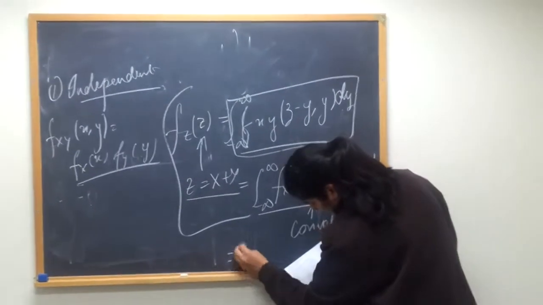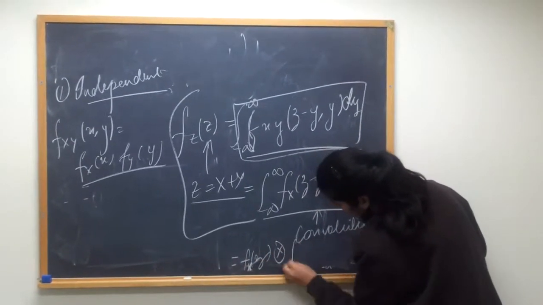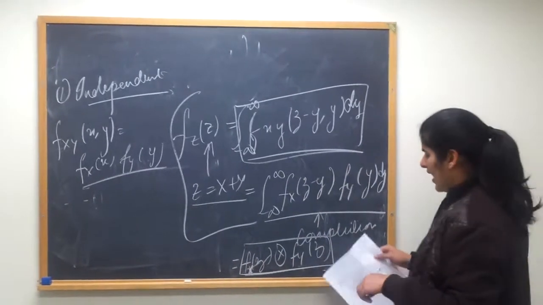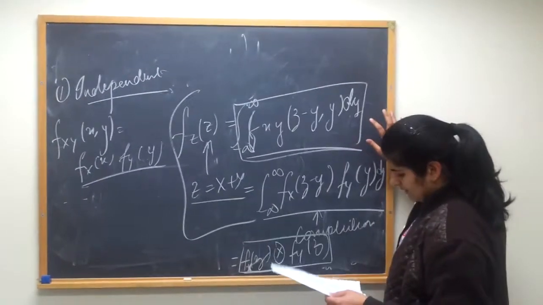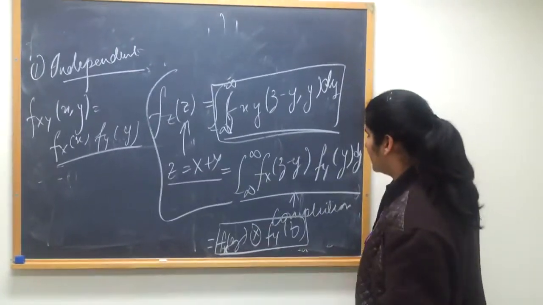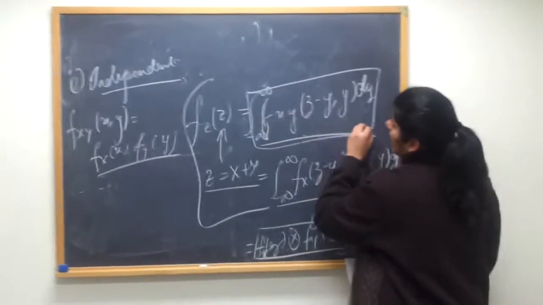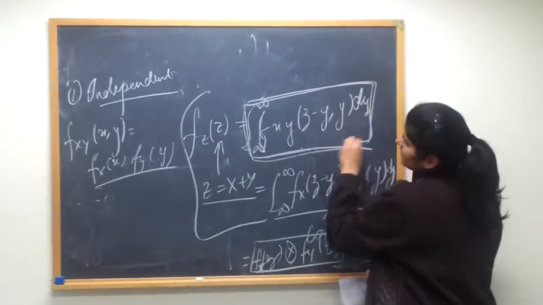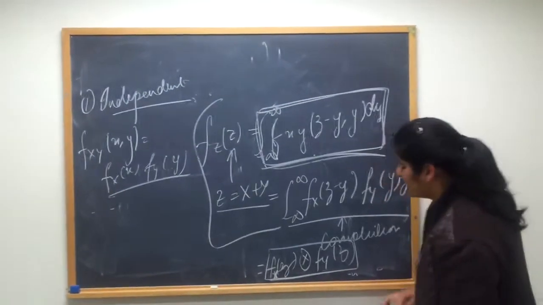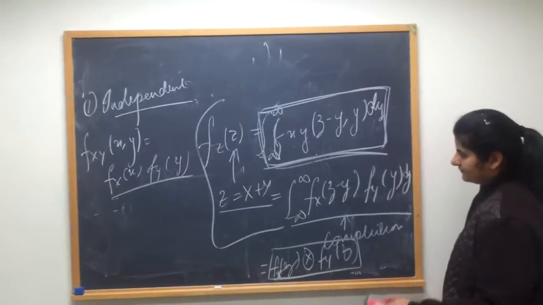So we'll get the convolution of f_X(z) with f_Y(z). Hence, this is a theorem: if two random variables are independent, then the density of their sum is equal to the convolution of their densities. And if these are not independent, then the density of the sum remains the integral from minus infinity to infinity of f_XY(z minus y, y) dy. And if they are independent, then we have the convolution of their densities, that is f_X(z) convolved with f_Y(z).